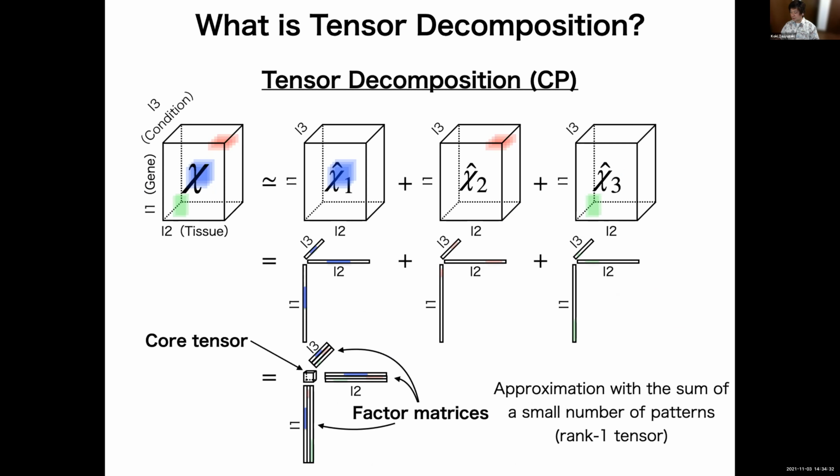Since the tensor decomposition is the extension of the matrix decomposition, let's consider it in the same way. If we have a third order tensor, for example, gene times tissue times condition, using tensor decomposition, we can extract a small number of patterns. Each vector can be summarized to multiple matrices, and these are called factor matrices. The scalar values are also summarized to a small tensor, and this is called core tensor.